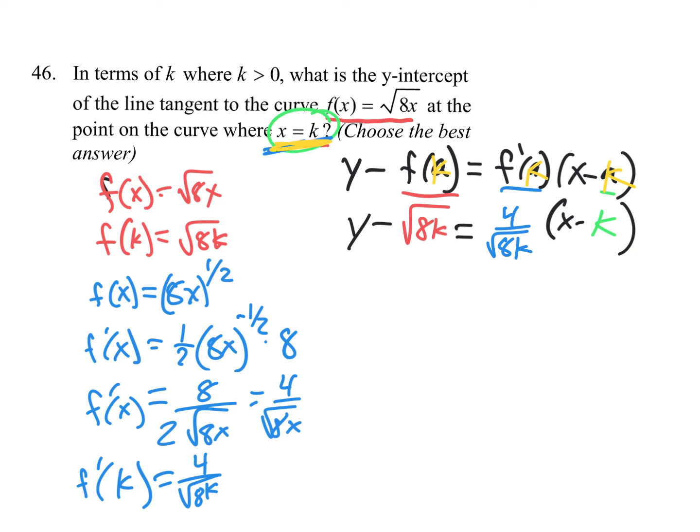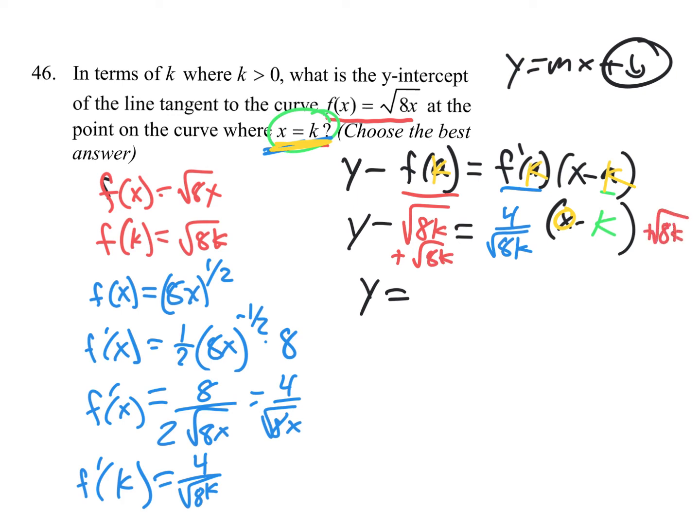All right, now if you remember, for the y-intercept I need to have it in this form: y equals mx plus b. Another way you can get the y-intercept is plug a 0 in for x and solve for y. So that might make a little more sense if we plug in a 0 here and then get y all by itself. That's our y-intercept basically. So the first thing I would do is add this square root of 8k to both sides.